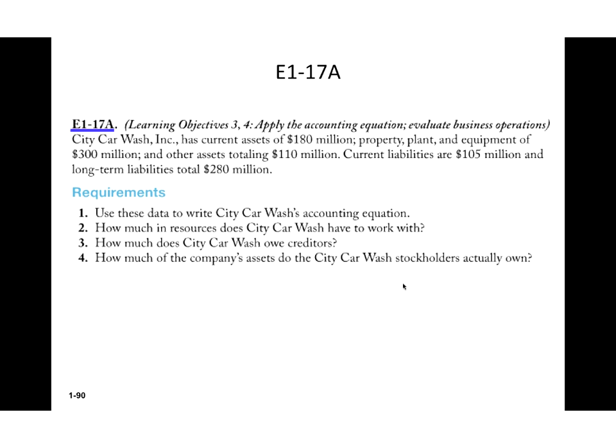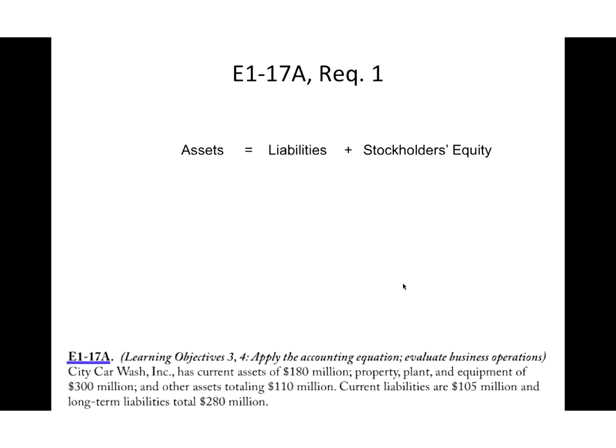This tells us that City Car Wash has current assets of $180 million, property, plant, and equipment of $300 million, and other assets of $110. So they're giving you all their assets, and then current liabilities are $105 and long-term are $280. The first requirement is to write City Car Wash's accounting equation. Accounting equation is assets equal liabilities plus equity. You're going to see this over and over. So the first thing I'm going to do is figure out my assets. My assets are the current assets of 180, property, plant, and equipment of 300, and other assets 110.